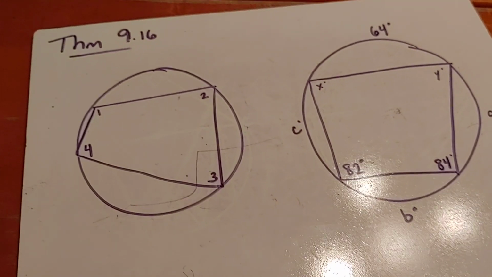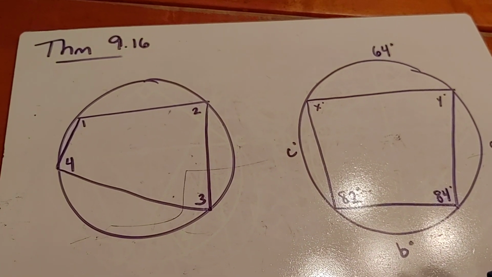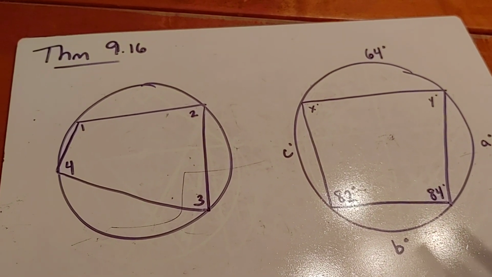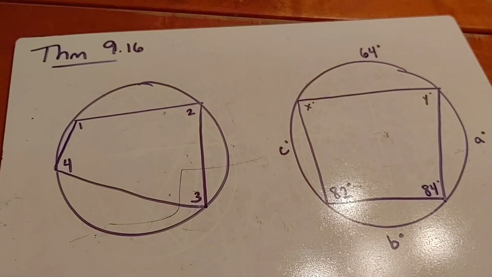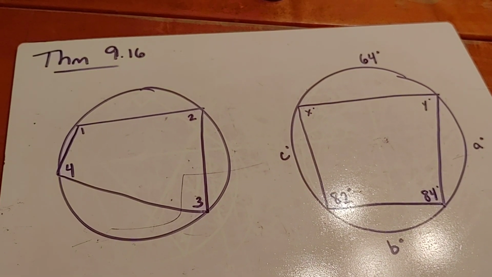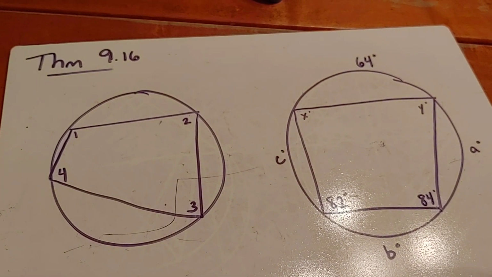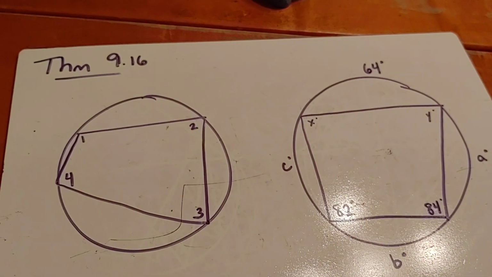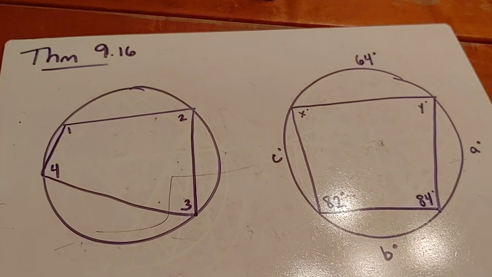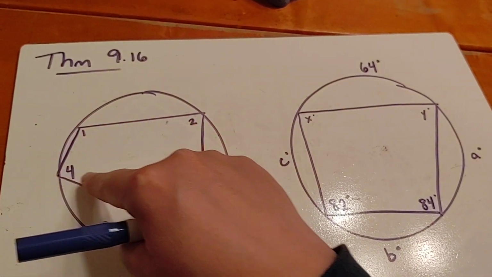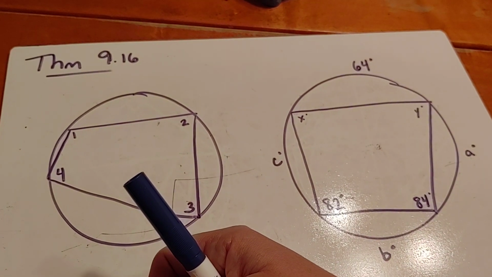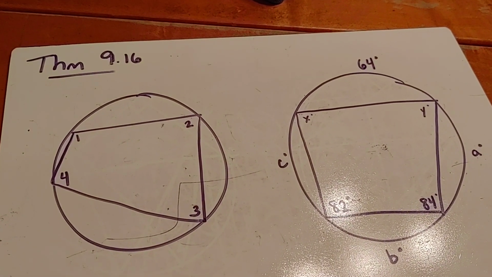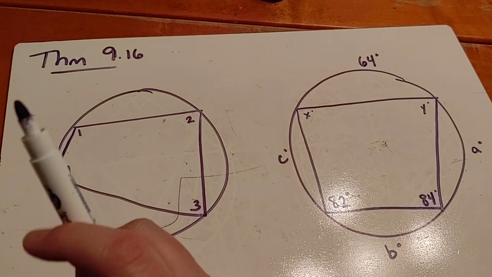All right, next theorem, theorem 9.16. This is a good one to learn. This is really helpful in problems when you're trying to find arcs and angles, basically inscribed polygons within circles. So theorem 9.16. The opposite angles, opposite meaning across from. 1 is opposite to 3. 4 is opposite to 2. The opposite angles of an inscribed quadrilateral. Inscribed quadrilateral means this quadrilateral is completely inscribed inside the circle. We could say the circle is circumscribed around the polygon. The opposite angles of an inscribed quadrilateral are supplementary.